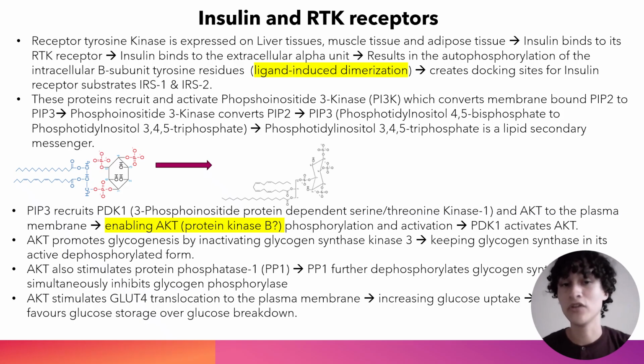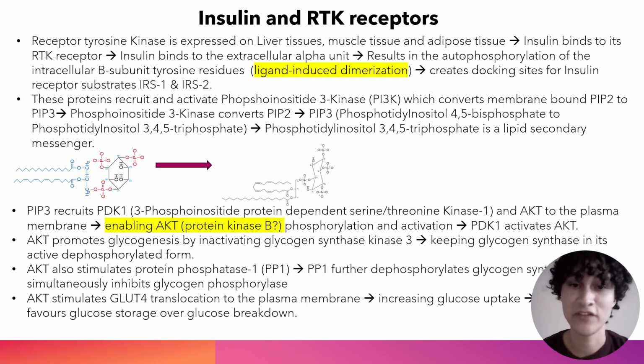So these cells, the liver tissues, your hepatocytes, your muscle cells, and your adipose tissues, your adipocytes, they all express receptor tyrosine kinase receptors, okay, and that's so insulin can signal and initiate those intracellular changes that will eventually facilitate glucose storage over glucose breakdown.